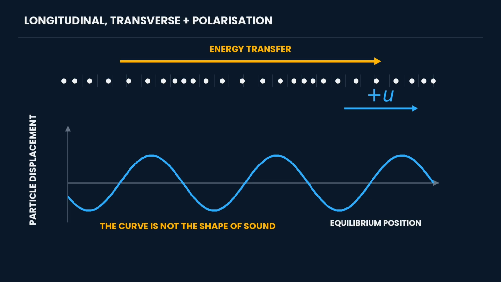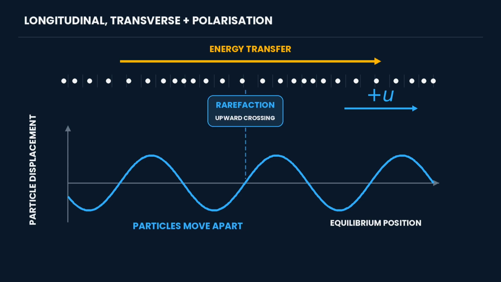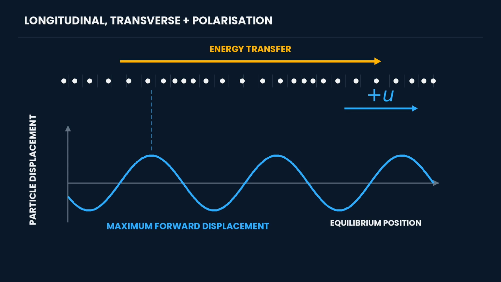The sine curve is not the shape of sound. Positive displacement means forwards in the direction of propagation, negative means backwards. At this downward zero crossing, particles behind have moved forwards and those ahead have moved backwards. They close the gap, so this is a compression. At an upward zero crossing, the particles move apart, so this is a rarefaction. That places compressions and rarefactions on the axis crossing, not at the crests and troughs.